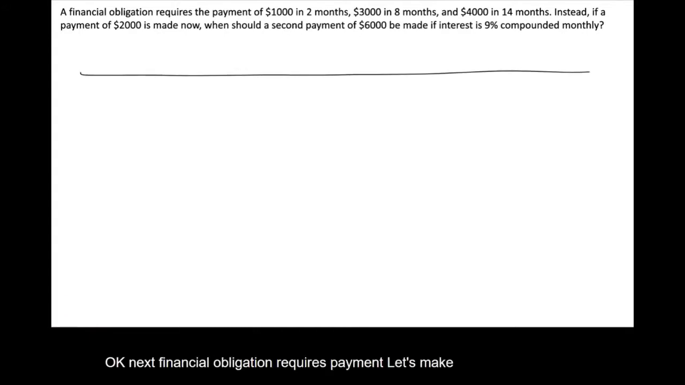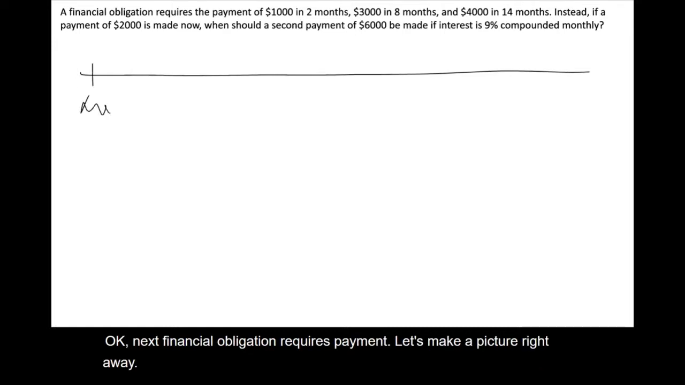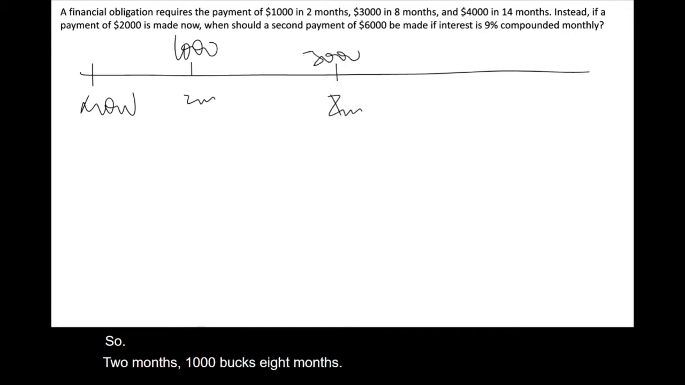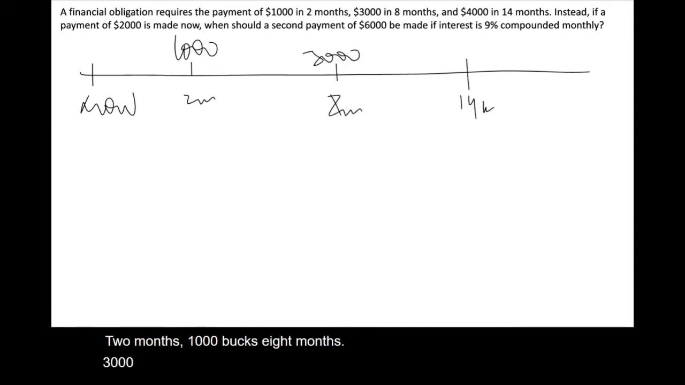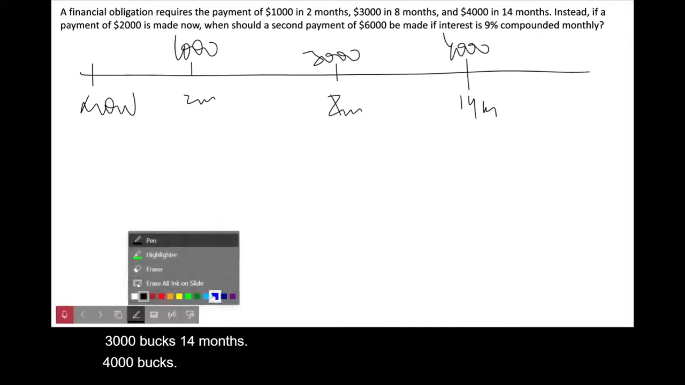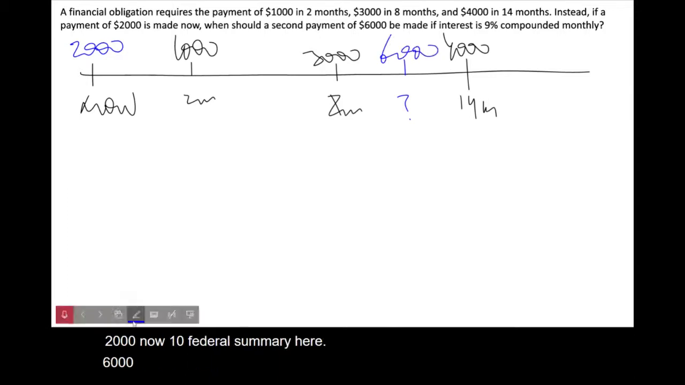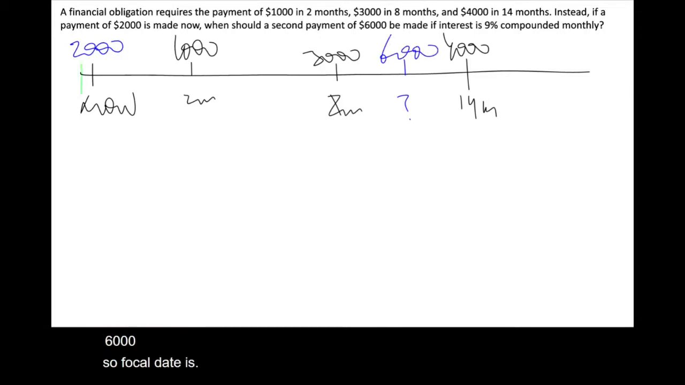Okay, next. Financial obligation requires payment. Let's make a picture right away. So now, 2 months, $1,000. 8 months, $3,000. 14 months, $4,000. Instead, payments: 2,000 now, and I don't know, somewhere here 6,000. So focal date is today.